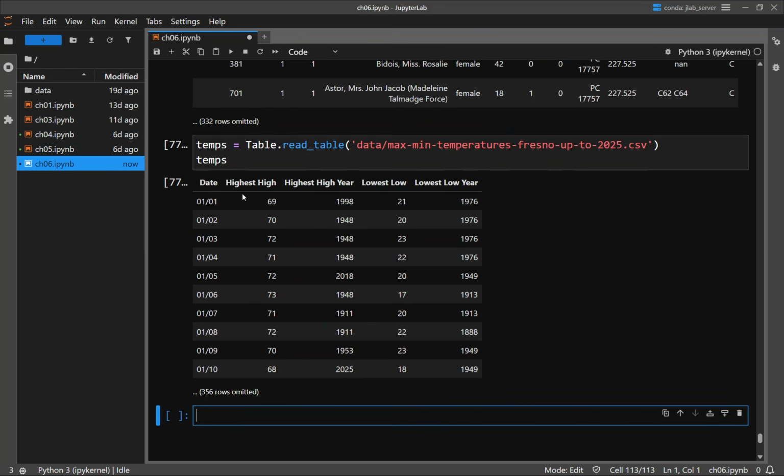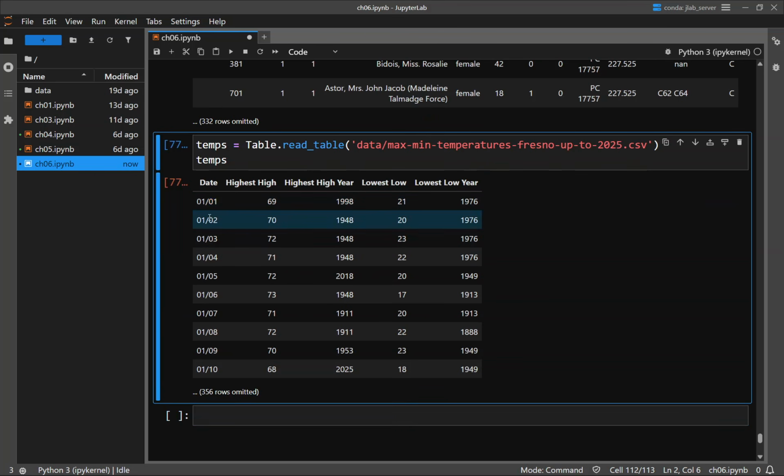And then here is the table. What I have in this table is a date. For every date of the year, I have the record temperatures for that date. So we have the highest high that's ever been recorded on a January 1st. Apparently it was 69 degrees Fahrenheit on January 1st. That was the hottest it's ever been, and that was in 1998. And then the lowest low that's ever been on January 1st was 21 degrees Fahrenheit, so below freezing. The year that happened was 1976. And apparently 1976 was a very cold year.